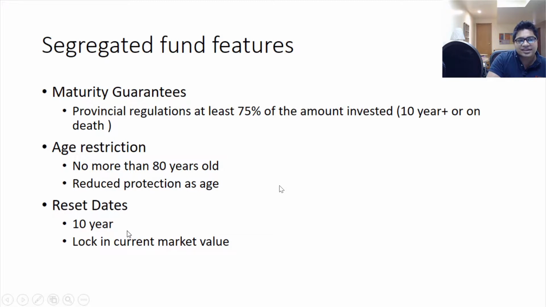Now there is a concept of reset date. If I have 30 years to go for my retirement, I can buy segregated funds in chunks of 10 years. So every 10 years I can reset my segregated fund. What happens when you reset? Whatever the lock-in value of the fund is on the reset date, that is frozen as the guaranteed amount. For example, I start a segregated fund with $10,000. After 10 years, on maturity, the fair market value of that segregated fund is 20,000, and I put in a reset. What happens? Now the 20,000 becomes the invested amount, and 20,000 is guaranteed, not the 10,000. So I can lock in my current market value on reset dates.